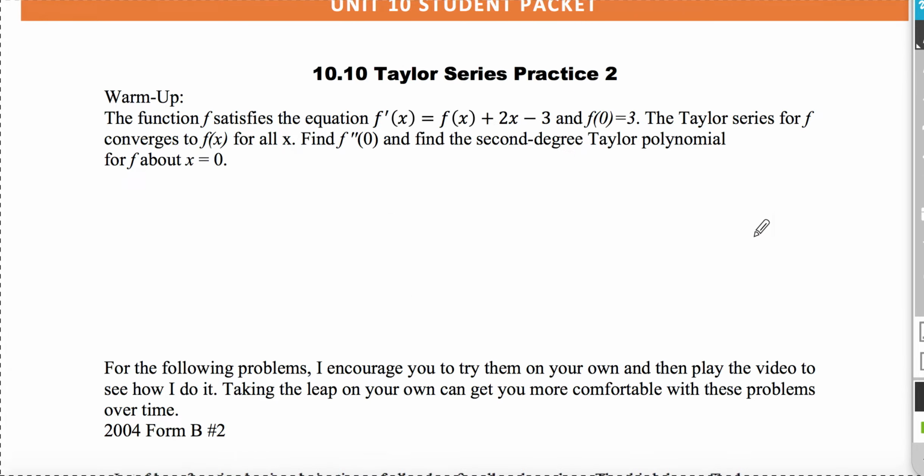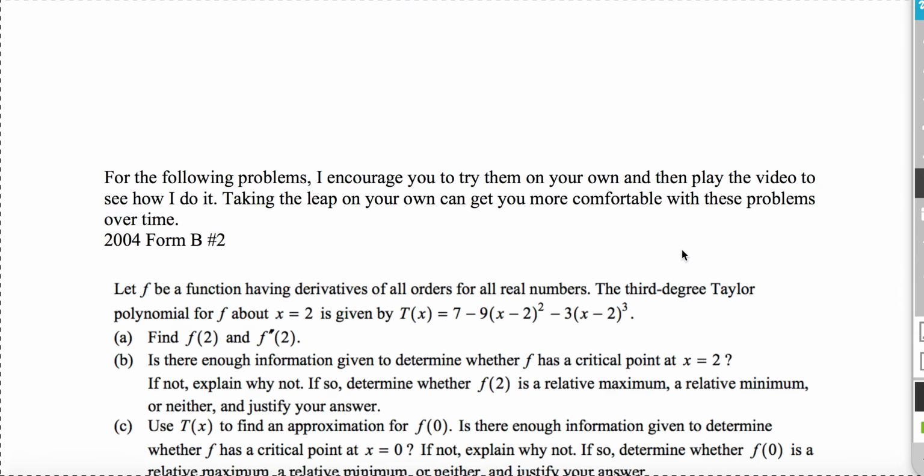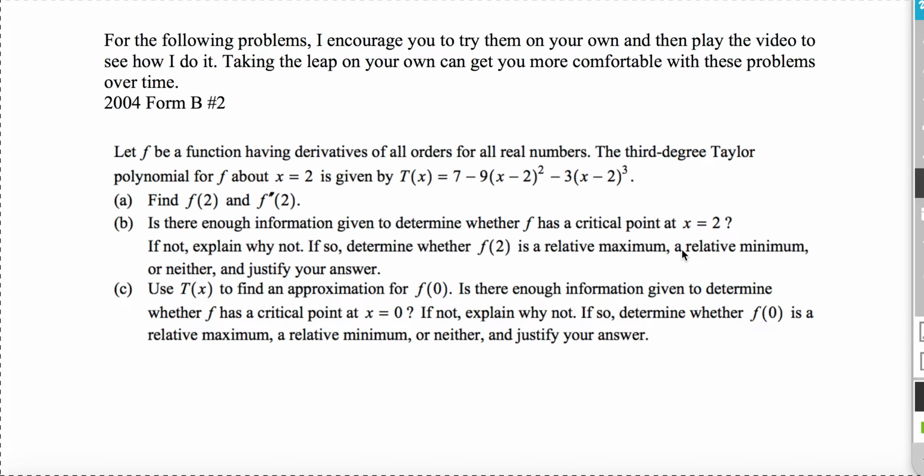All right. What I would like you to do for the following problems is I encourage you to, if you're feeling comfortable, try them on your own, the 3 problems we're going to do, and then play the video to see how I do it. Taking the leap to try these problems on your own, give them a shot even if you're not feeling 100% comfortable, is a good way to flex your abilities and your muscles and get better and better over time. If you're still feeling like you'd rather just watch the examples and then practice in the homework, I would understand that too.